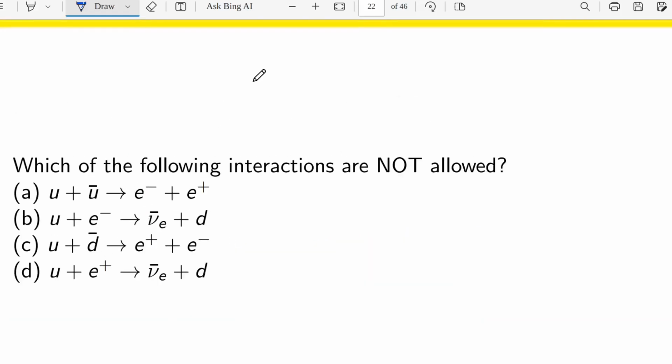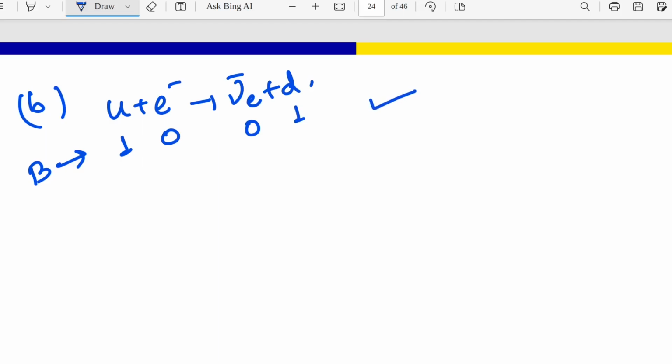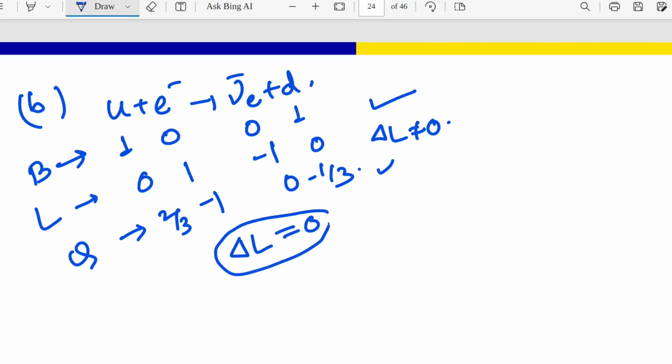Now coming to the second one. Second one is what? U plus E bar, mu E bar plus D. U plus E minus, mu E bar plus D. So B: 1, 0, 0, 1. It is correct. L: 0, 1, minus 1, 0. Now you can see that delta L is not equal to 0. And Q: 2/3, minus 1. This one is correct, but in any nuclear interaction, delta L should be equal to 0. So that means our B is not allowed.